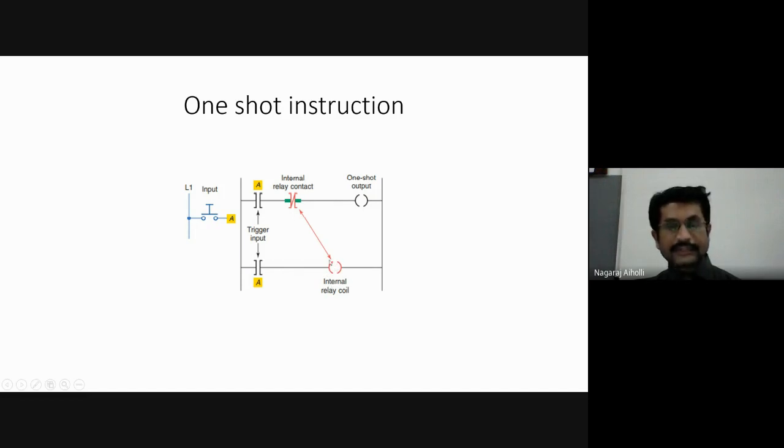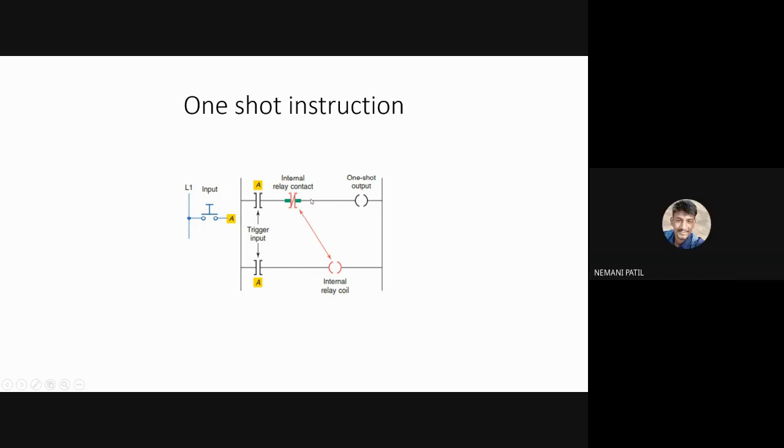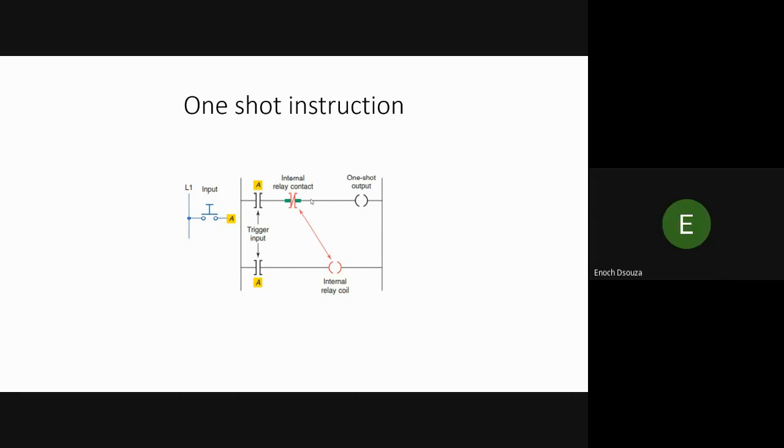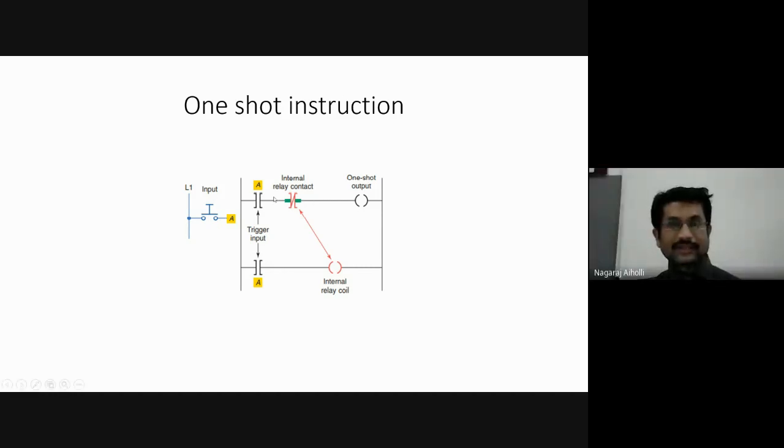So when this is energized, this is becoming 1, and this relay contact is examine if, which instruction is this? Examine if open or examine if closed? This one. Yes, anybody? Examine if open, sir. Yes, excellent. Examine if open instruction. So this is becoming 1 now. Internal relay coil is 1.